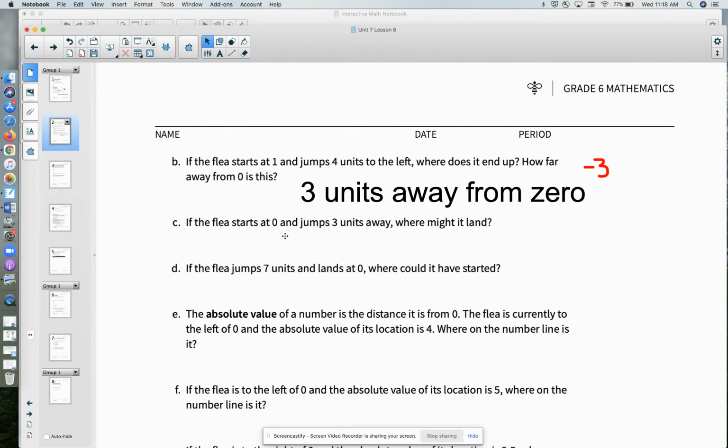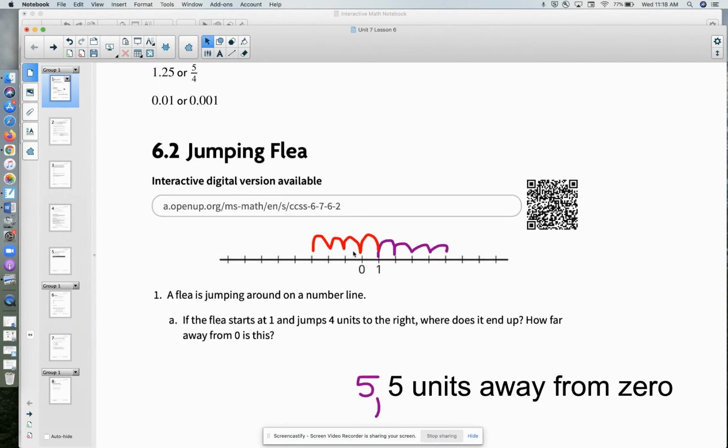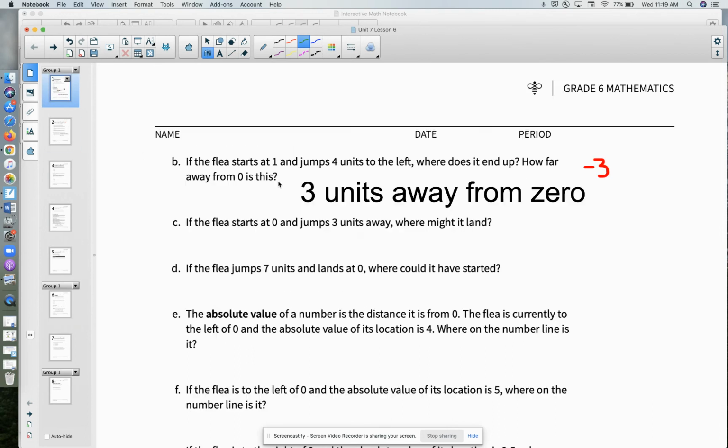If the flea starts at 0 and jumps 3 units away, where might it land? So if it's 0 and then it goes 3 units away, it can go negative 3. It can even go what? Yes, positive 3. It can go negative 3. It can go positive 3.